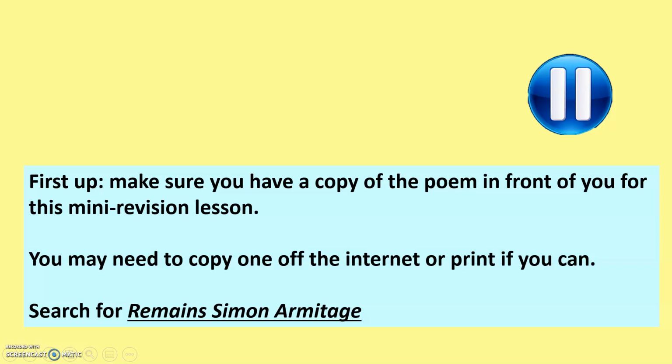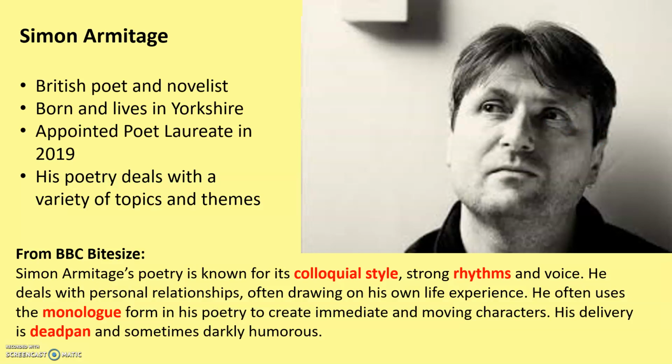First up, before we go much further, you're going to want to pause in a minute. Make sure you've actually got your copy of the poem in front of you, please. If you don't have a copy with you, then you could either copy one down off the internet or print it. If you just simply search for Remains Simon Armitage, it will bring one up. There's a good one available on BBC Bitesize, in fact. So pause the video just to make sure you have your copy ready to go. And then when you are, let's get going.